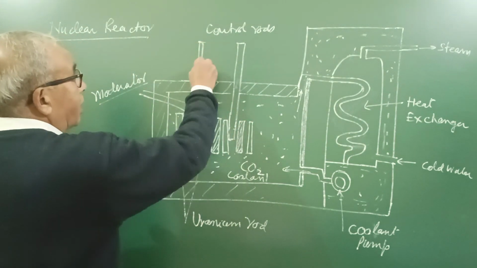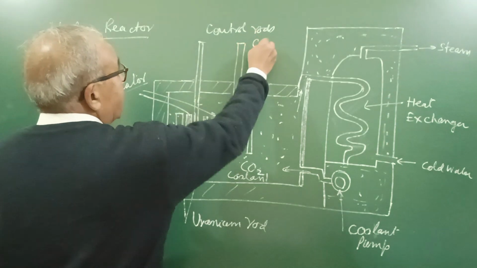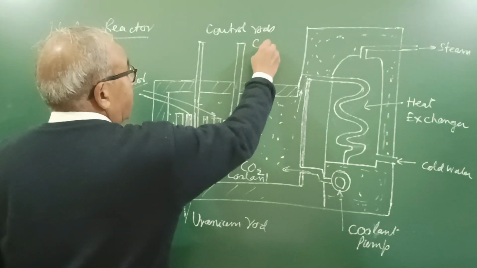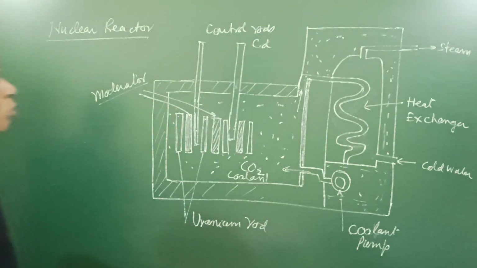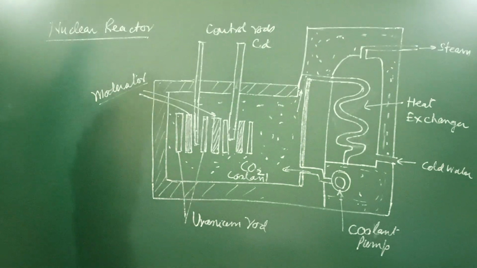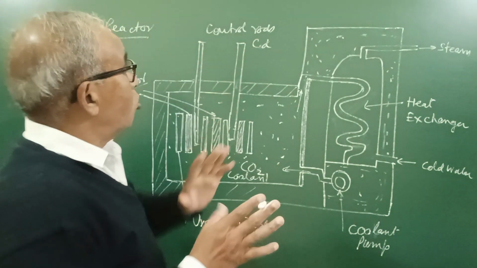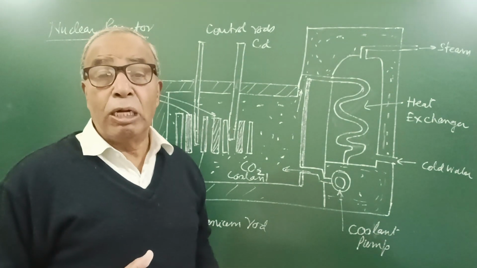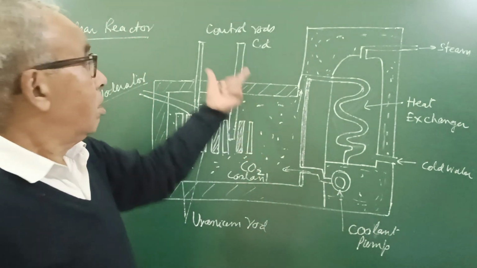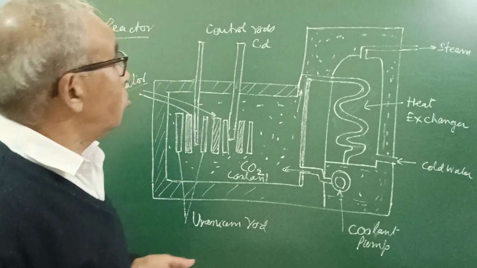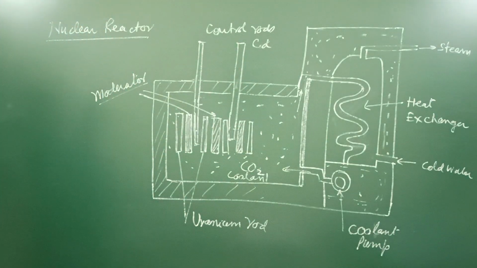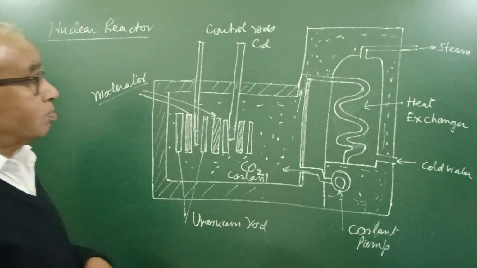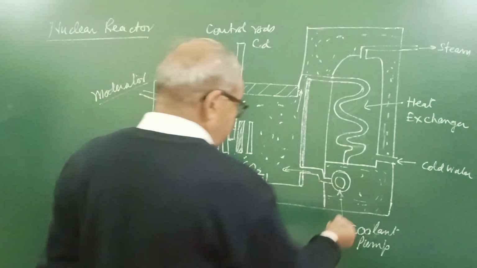Control rod, cadmium rod, these are. Cadmium rod used as controller. They absorb the fast moving neutron to maintain a controlled chain reaction. Control rods are used to produce controlled chain reaction.